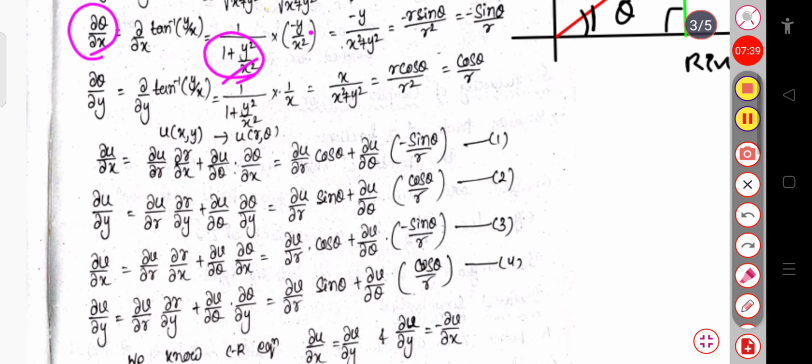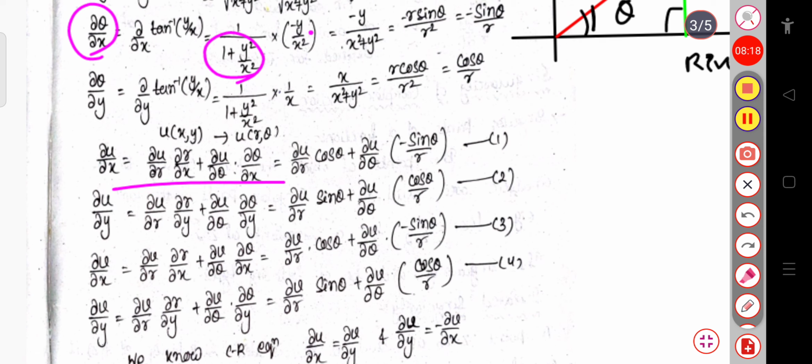Now you can see here we have considered this u component, which is a function of x, y. It can be represented as u in terms of r, θ. It means that we are converting this Cartesian coordinate system into the polar coordinate system. So since u is a function of x, y and we are converting it into the r and θ components, we can write ∂u/∂x equal to ∂u/∂r into ∂r/∂x plus ∂u/∂θ into ∂θ/∂x. This is from the basic definition, we can write this.